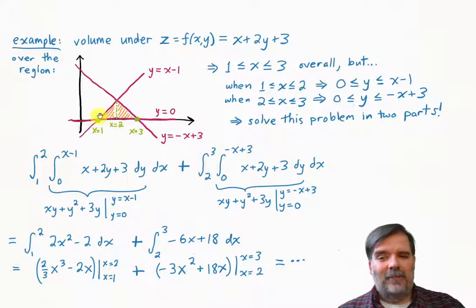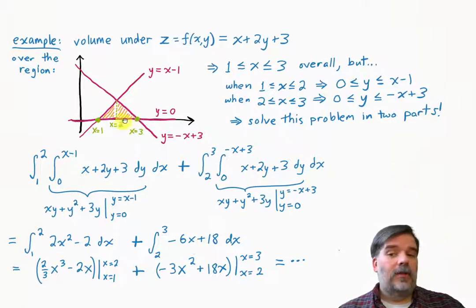But on the left half of this triangle, between x equals 1 and x equals 2, the y values range from y equals 0 on the bottom to y equals x minus 1 on the top. So for this range of values, y goes between these two bounds. Then, on the right part of this triangle, between x equals 2 and x equals 3, the y values range from y equals 0 on the bottom to this other function, y equals negative x plus 3. And that's on the top for this part of the triangle.